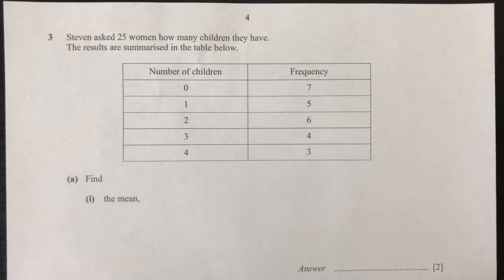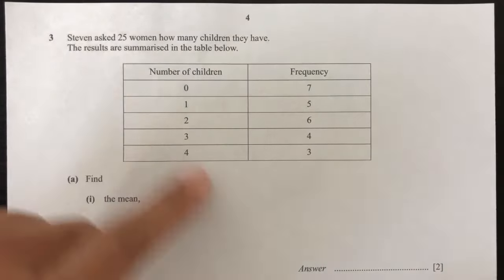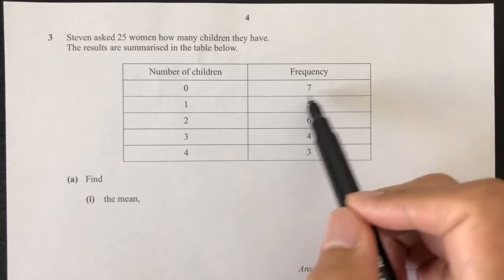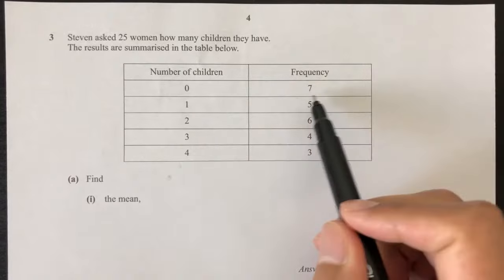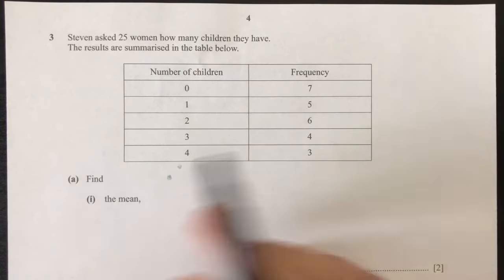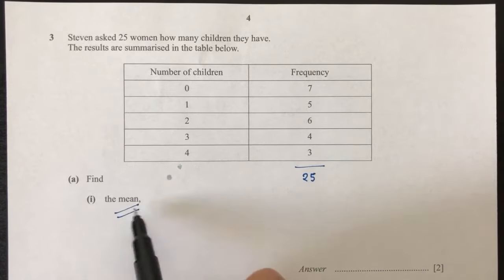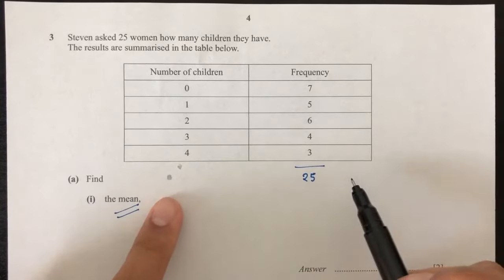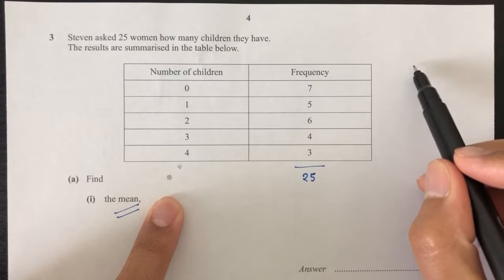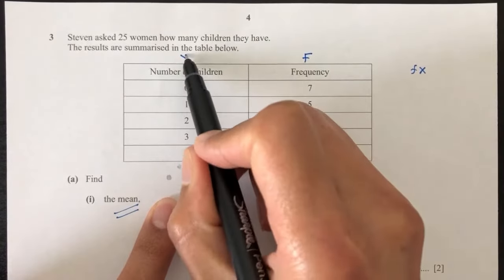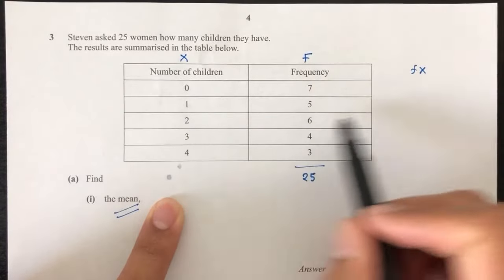Question number 3. Stephen asked 25 women how many children they have. The results are summarized in this table below. So it means that 7 of them have 0 kids, 5 of them have 1 kid, and so on. So in total we have 25 women. First one, find the mean. To find the mean, let's find fx. So this is f and this is x. So we have to multiply and find this value.